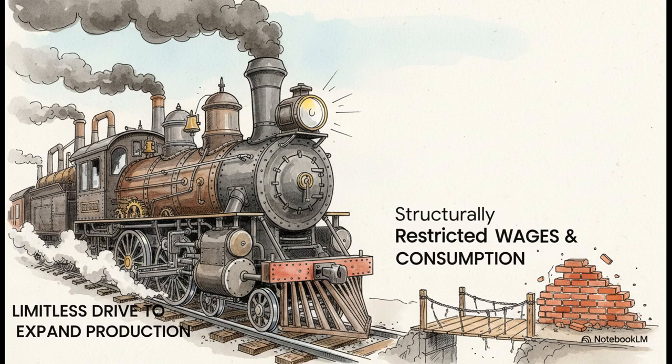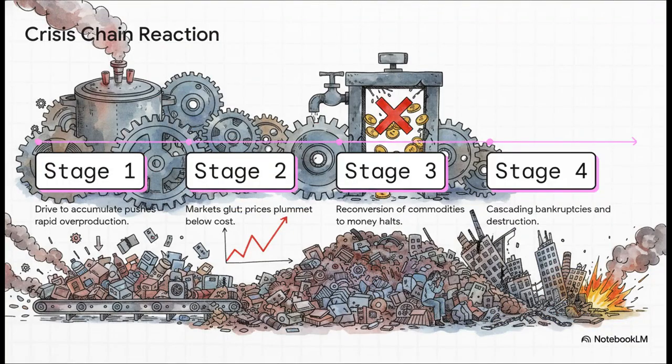On one side, you have this limitless drive to accumulate. The capitalist mandate is to continuously expand production, utilizing all those massive new machines to the absolute maximum, completely ignoring the actual physical limits of the market. But on the other side, you have the narrow limits of consumption. The vast majority of the population are workers whose wages, that shrinking variable capital, are structurally restricted to just what is strictly necessary for their survival and reproduction, so they simply can't buy all this stuff. This contradiction acts exactly like a pressure cooker, inevitably blowing up into a crisis.